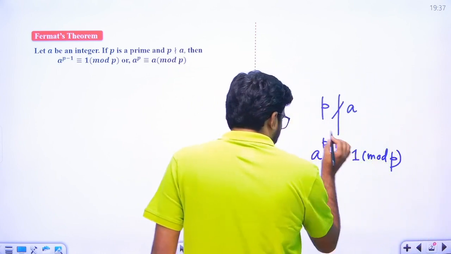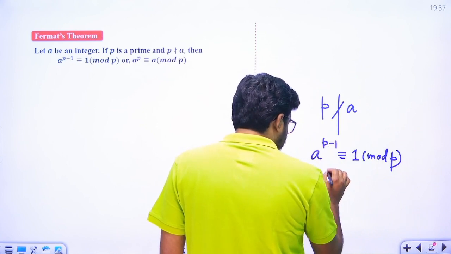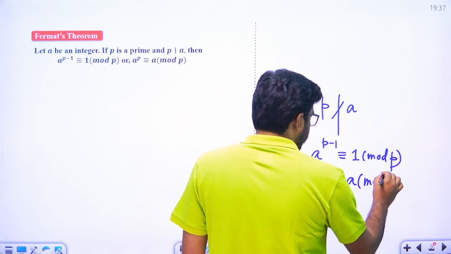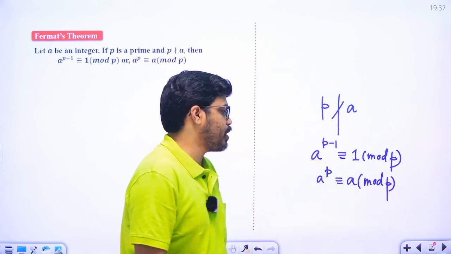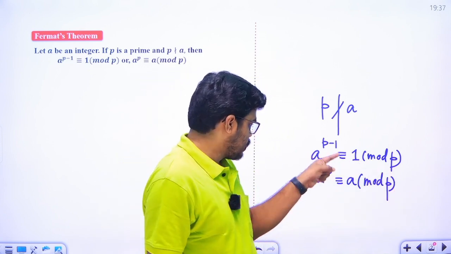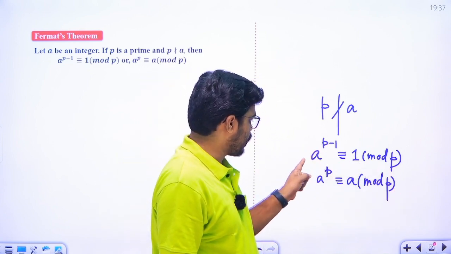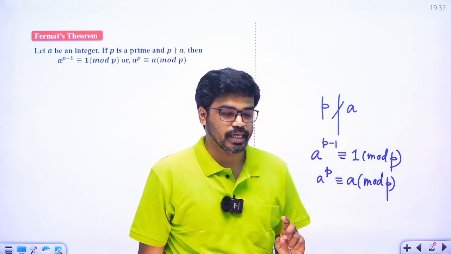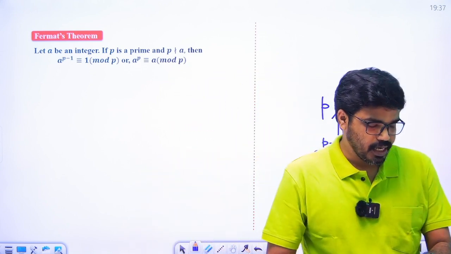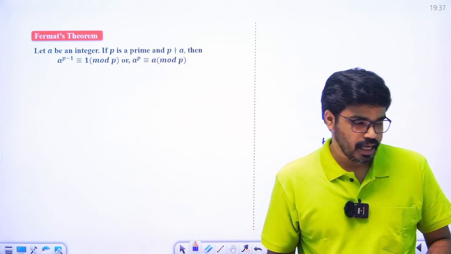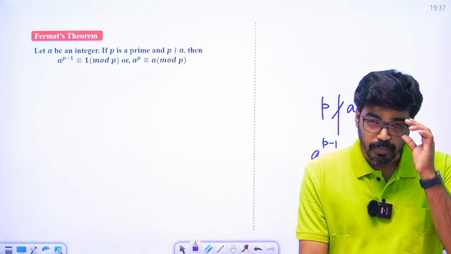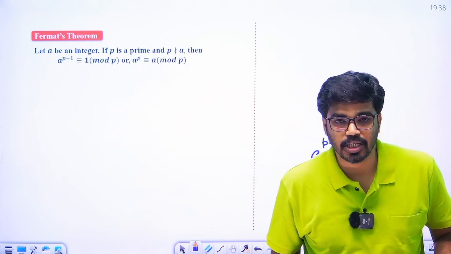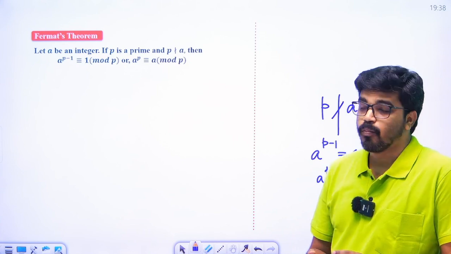Or this can be written as A to the power P is congruent to A modulo P. This can also be written in that form, we just multiply by A, right? So A to the power P is congruent to A modulo P. So note this statement. Let A be an integer and if P is prime and P does not divide A, then A to the power P minus 1 is congruent to 1 modulo P.